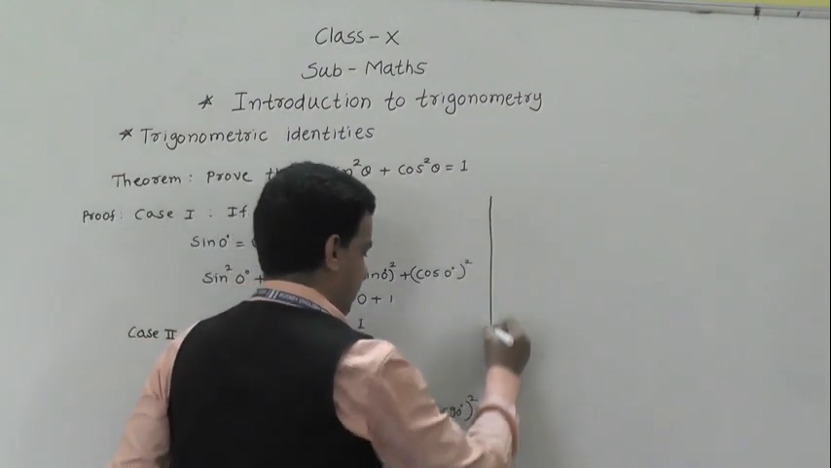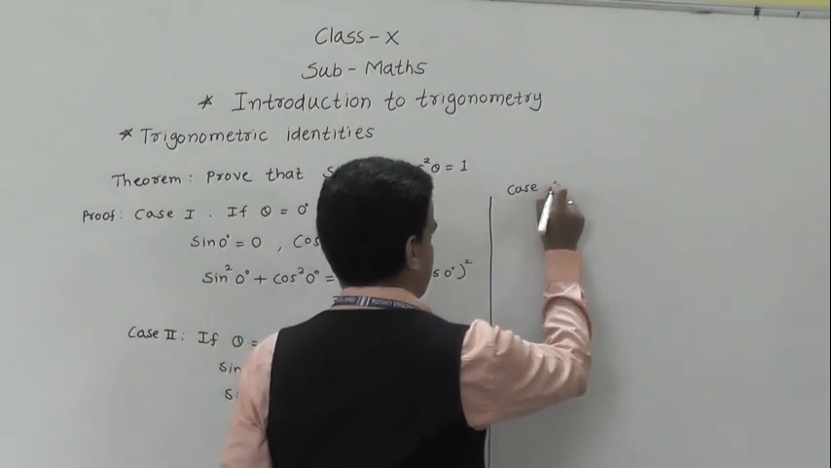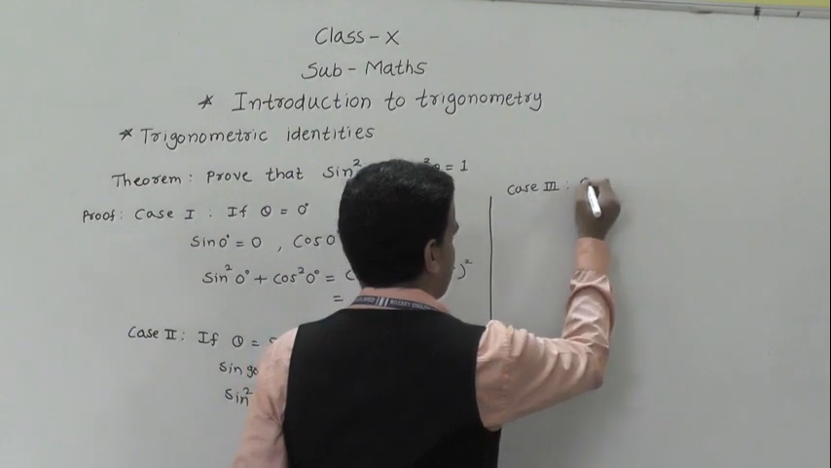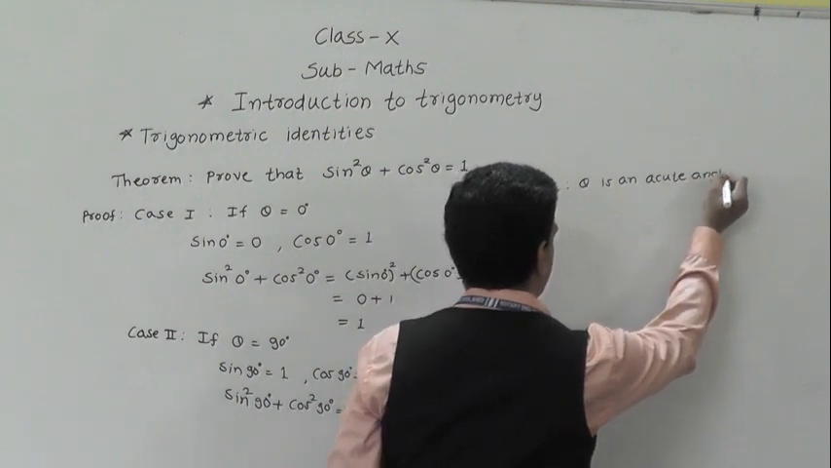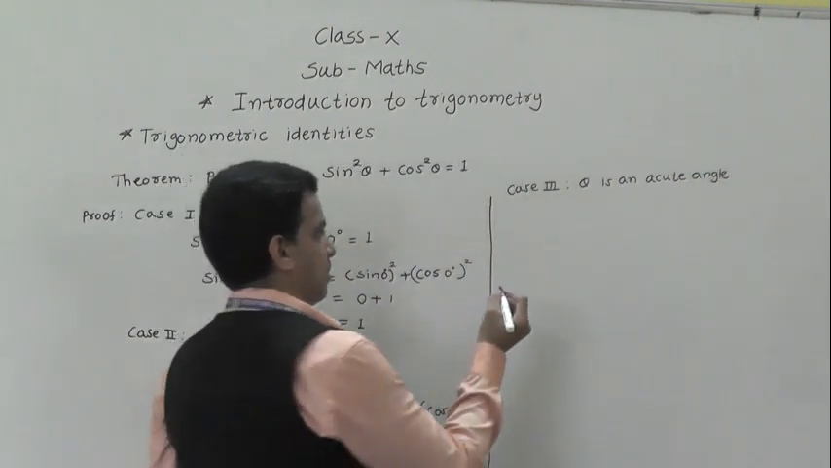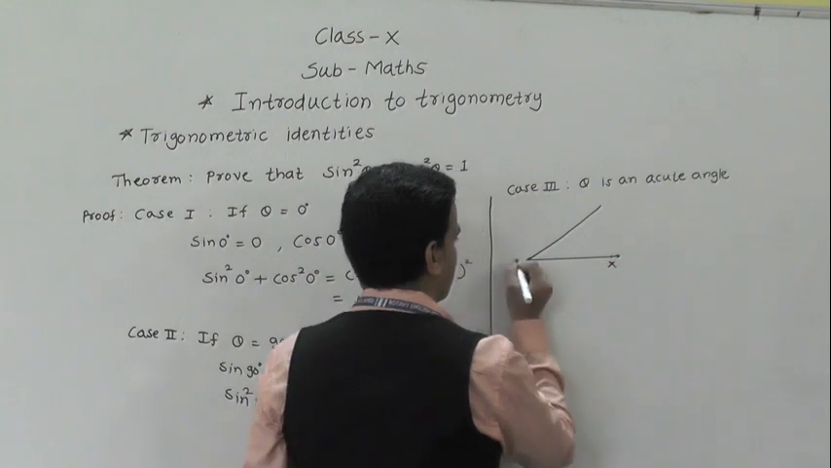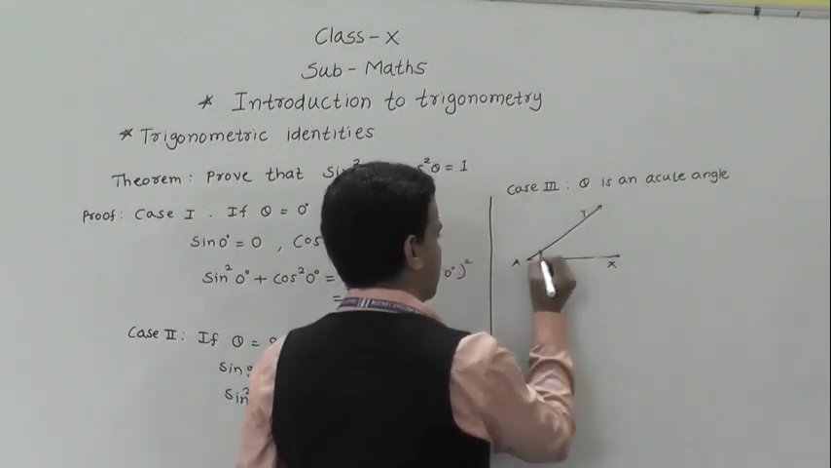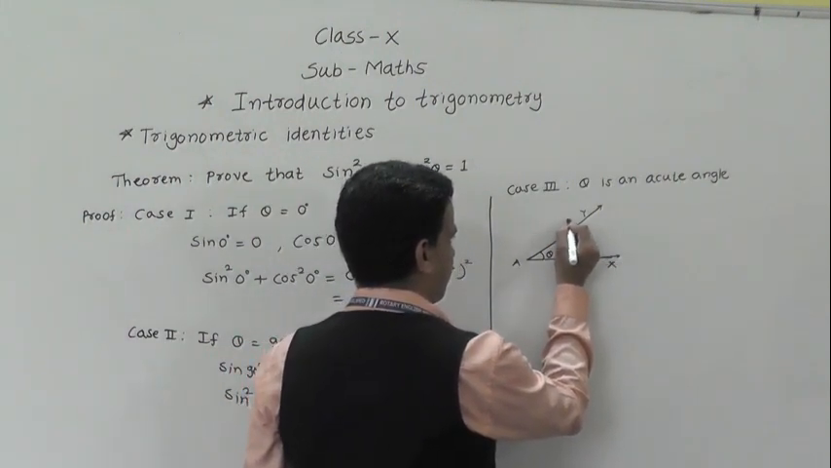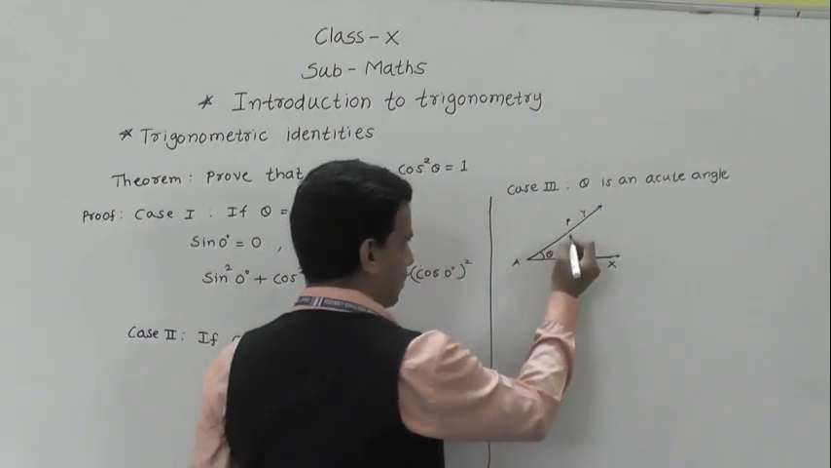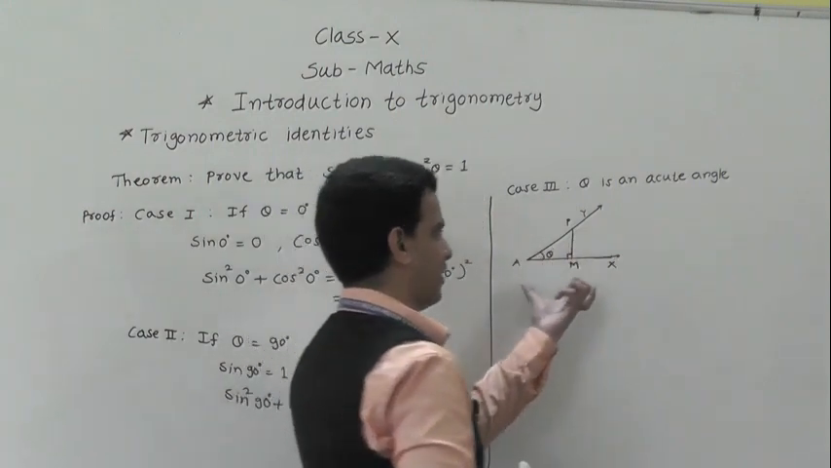Now third case, we have to consider theta as an acute angle. Case third, theta is an acute angle. So suppose angle XAY, this is angle theta, which is an acute angle. Take point P on AY, draw PM perpendicular on XA or AX.